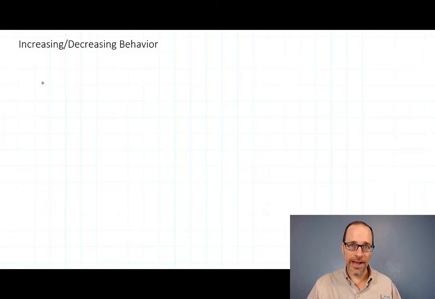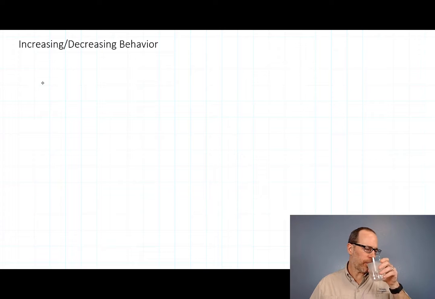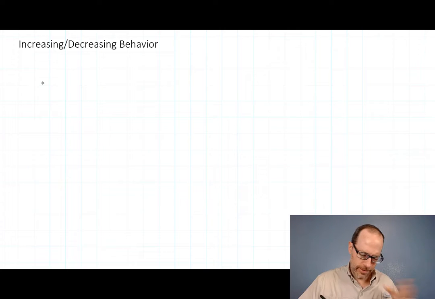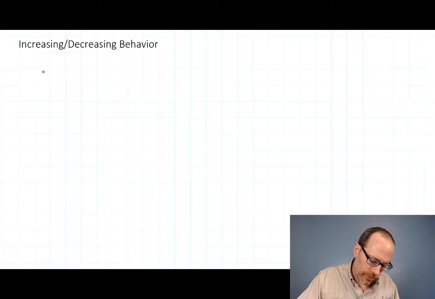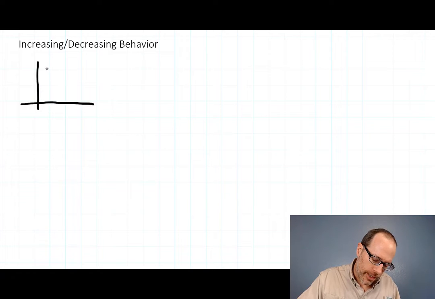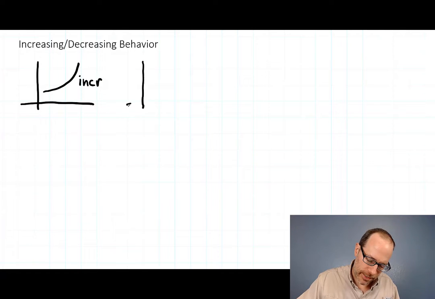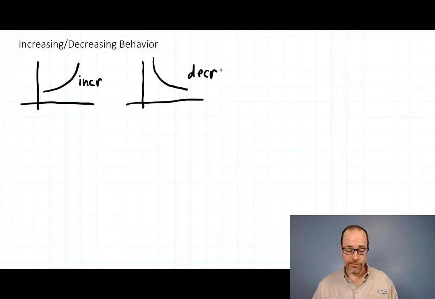All right, welcome back. We're going to talk about functions increasing and decreasing and how we can tell the difference with the derivative. So, the picture definition for an increasing function is one that looks like this. The points are getting bigger. A decreasing function looks like this. As you move to the right, the function is getting smaller.